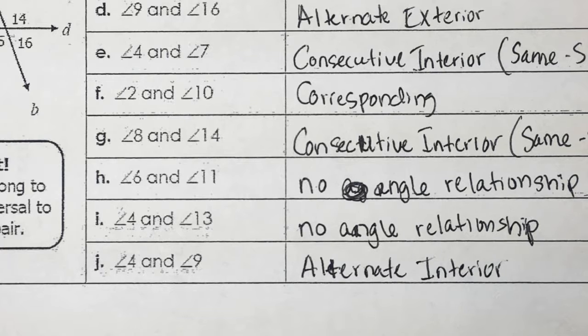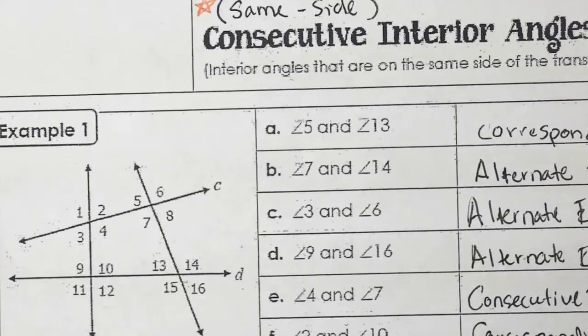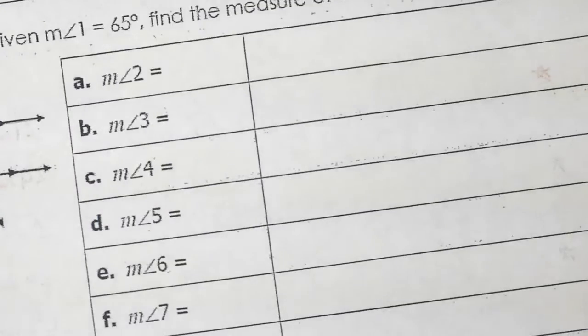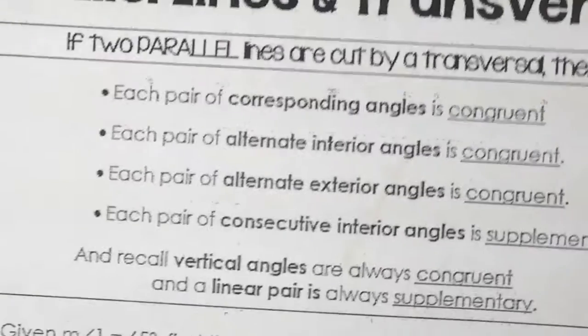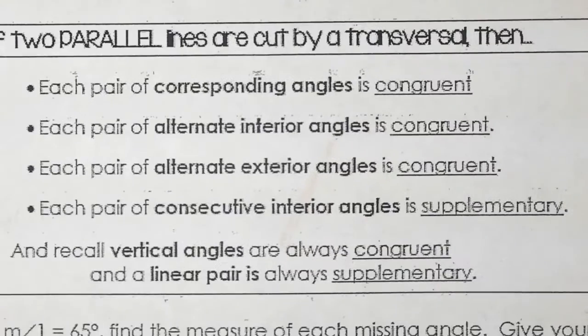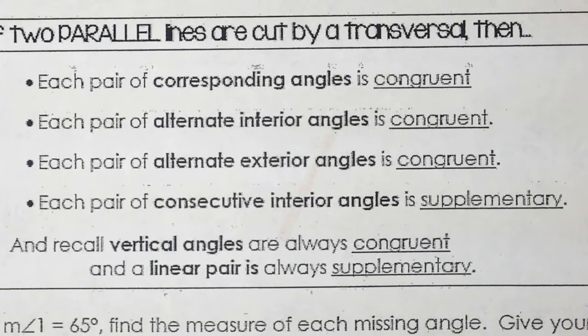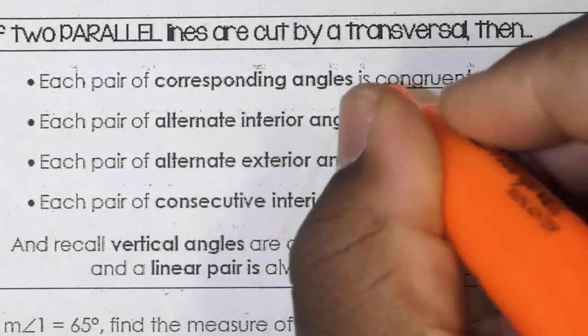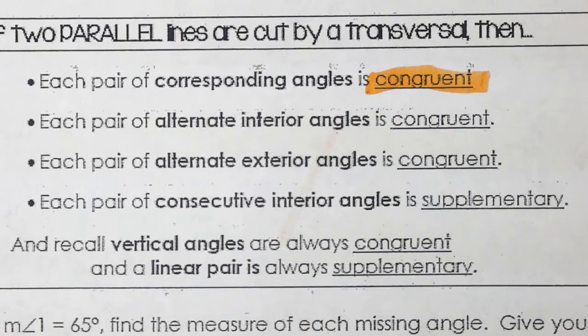Alright, so those are angle relationships. Y'all did alright on that. On the back, we're going to take it a little bit further. On the front, these lines are not parallel, they're just running in the same direction. On the back, when you have two lines running parallel to each other and a transversal cutting through, then each pair of corresponding angles is congruent. So the corresponding angles you just identified would be congruent if the lines are parallel.